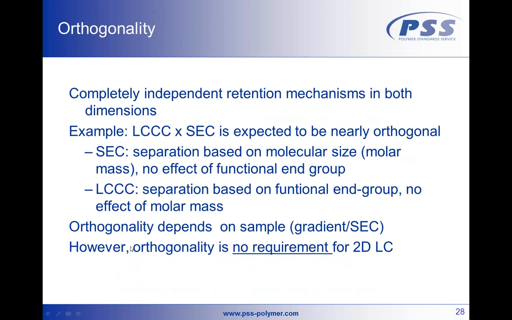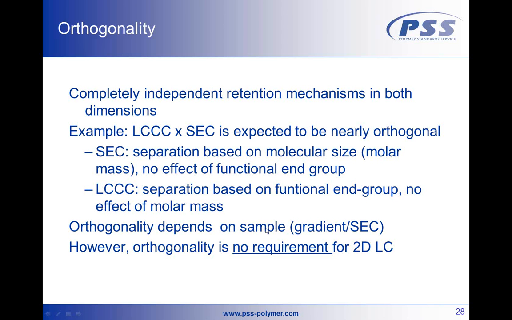Orthogonality. What is orthogonality? Orthogonality means I have two completely independent retention mechanisms in both dimensions. For example, if I use critical chromatography, where I have no molar mass effect at all, and later use size exclusion chromatography, I expect a nearly orthogonal separation, because size exclusion separates by molecular size. But I will not see any effect of the functional end group, while in critical chromatography I have no effect of molar mass, but I have the effect of end groups. So both separation mechanisms are independent of each other.